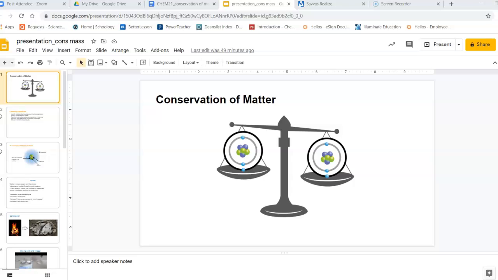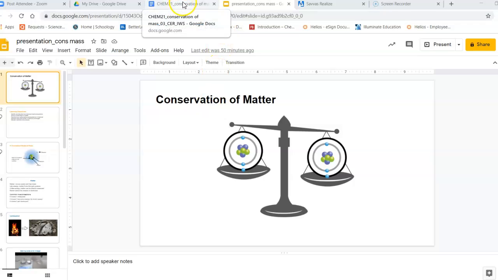Oh, hello, folks. We're here to talk about conservation of matter. Last class, we actually did some investigation. We did a simulation where you investigated the reaction between hydrogen and oxygen to launch a rocket. Today, we're going to be looking a little more in depth at what conservation of matter is.